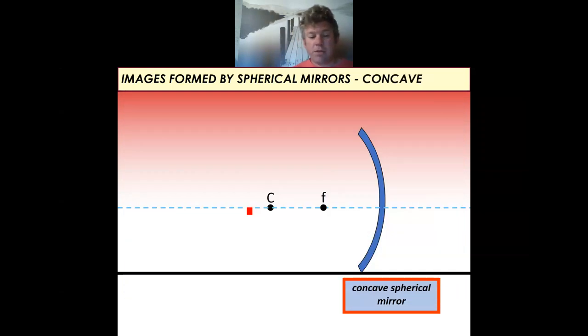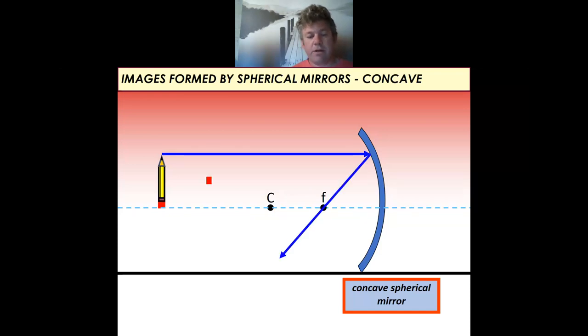Okay, so let's try one out. If we put a pencil right there, notice the eraser is on the principal axis, the center axis. There's our center point, and there's our focal point. The first ray goes parallel to the principal axis. Once it hits the mirror, we adjust and draw it down through the focal point.